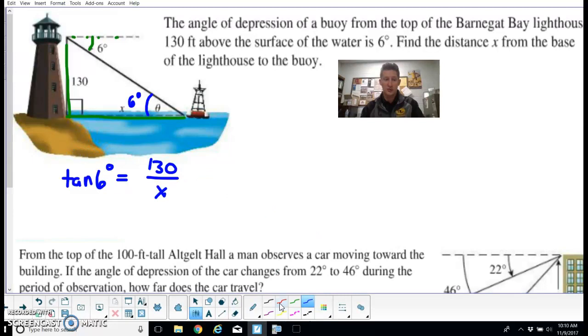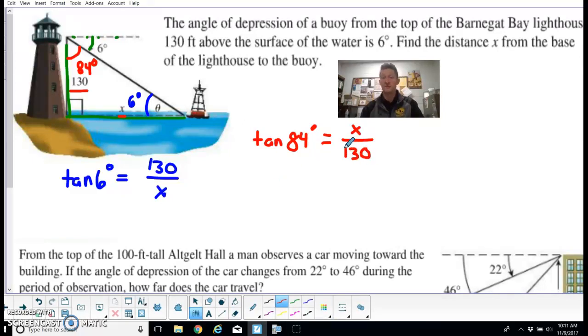Now, another option here would be to use this angle, which would be complementary with the 6 degree angle of depression. So this angle up here in the top corner would be 84 degrees because those two angles, the red and the green ones, have to add up to 90 degrees. Okay. So in regards to this angle, 130 is the adjacent side, and now I'm looking for the opposite side. So it's still tangent, but look at how this goes a little bit differently. So now the tangent of 84 degrees is equal to the opposite side, which is x, over the adjacent side, which is that 130.